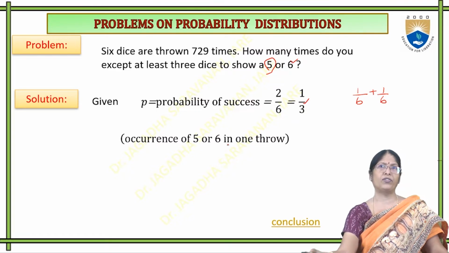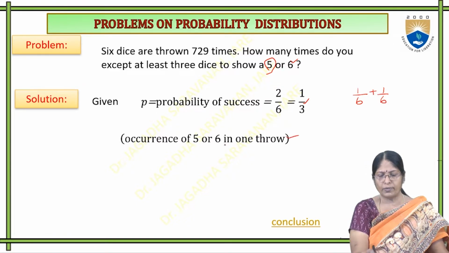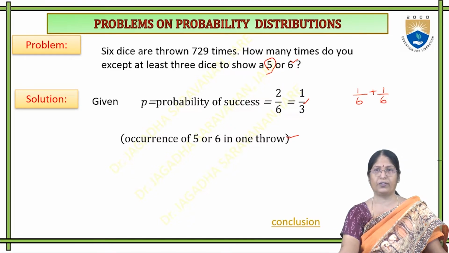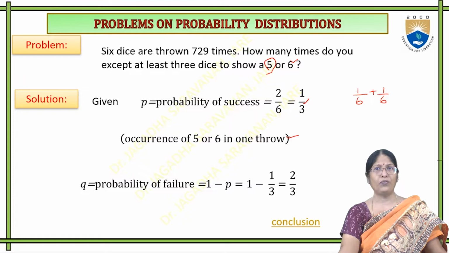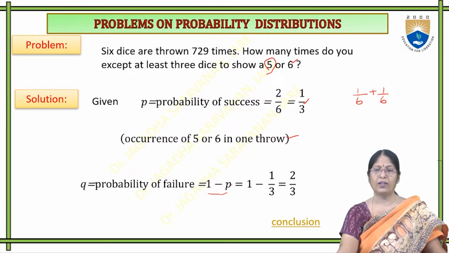Here, this is the presentation we are expecting the students to produce. The problems differ from problem to problem. What is the target condition which is given? Occurrence of 5 or 6 in one throw. If we obtain P, it is very easy for us to get Q, because 1 minus P is the formula. We substituted 1 by 3 in the P place, and we obtained 2 by 3.